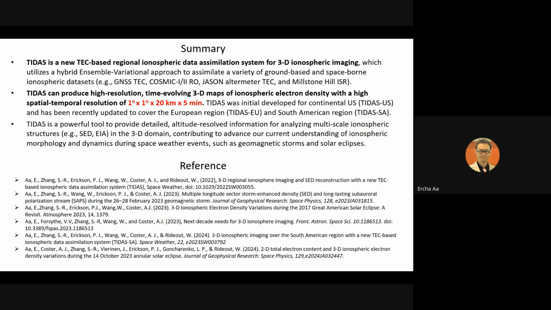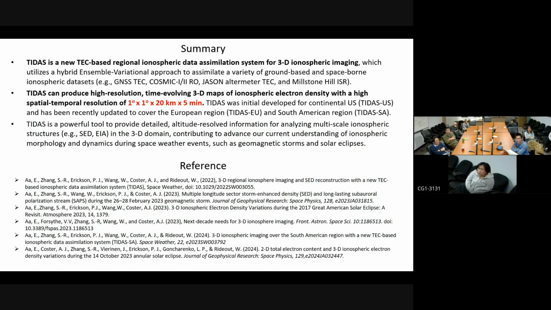So we are currently analyzing some events using coordinated measurements, like Millstone Hill, which provides some measurement of the velocity, and also the DMSP. They also have some horizontal drift measurement. Any surprises in the vertical density profile in the SAPS? So far, we do not have surprising results. So that's why we are struggling. Okay, thank you.